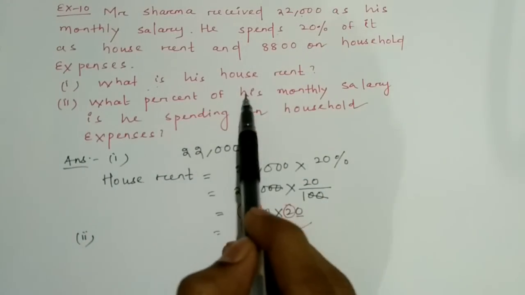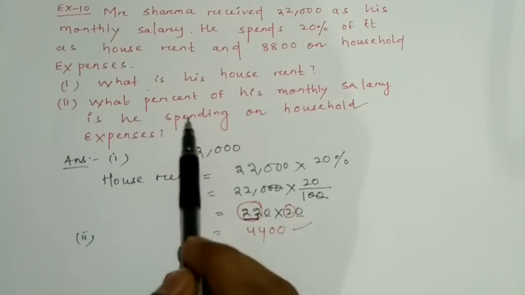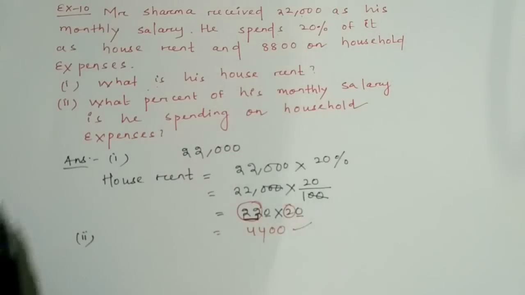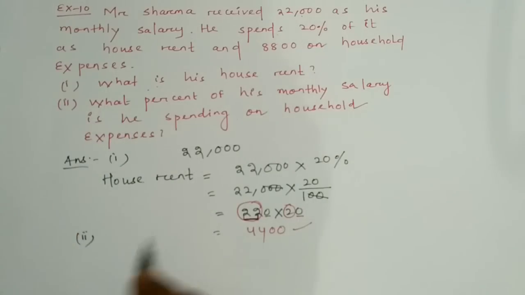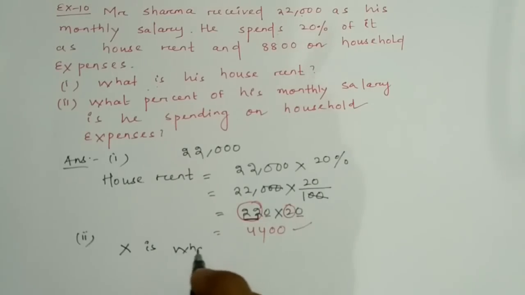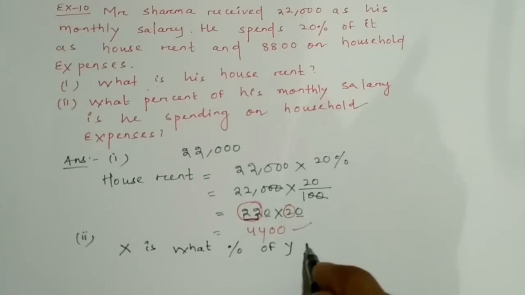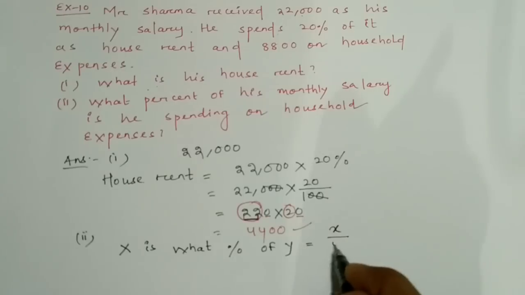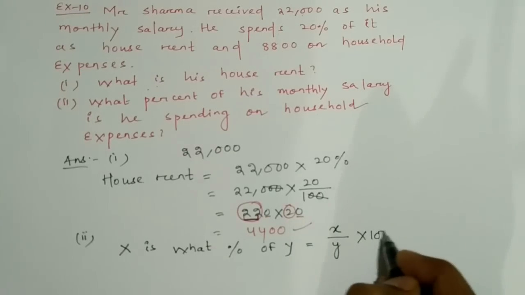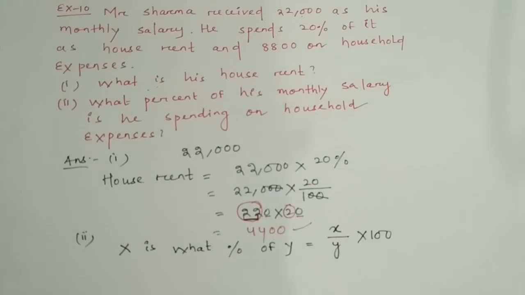What percentage of his monthly salary is he spending on household expenditure? Listen friends, just remember that if it says x is what percentage of y, we have to put x divided by y multiplied by 100. Is it clear? X is what percentage of y means x by y multiplied by 100. A similar question is asked here.